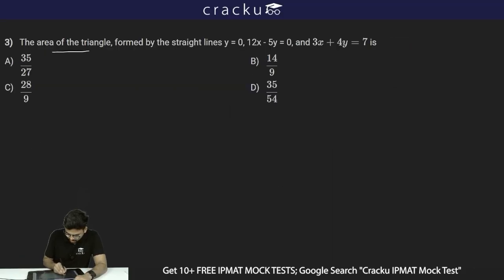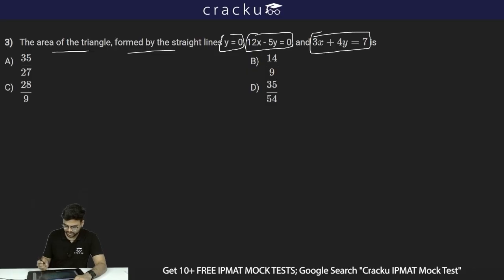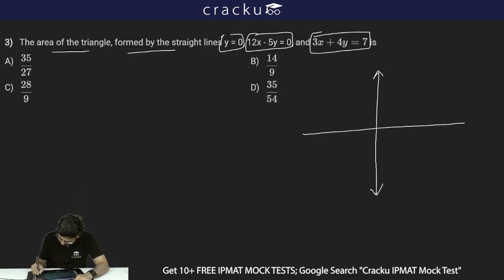The area of the triangle formed by the straight lines y equal to 0, 12x minus 5y equal to 0 and 3x plus 4y equal to 7 is, okay. So if I plot this on the plane, which line is y equal to 0? This particular line, this is y equal to 0.